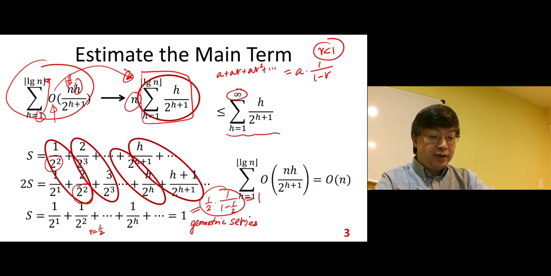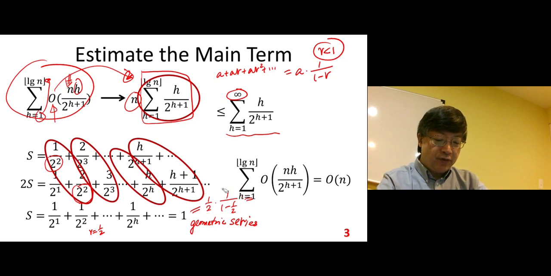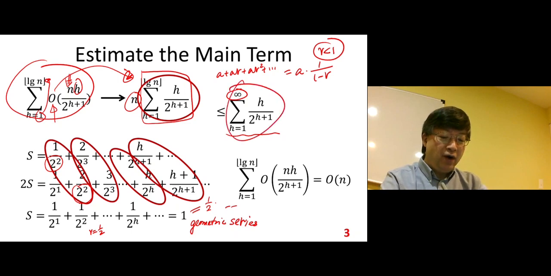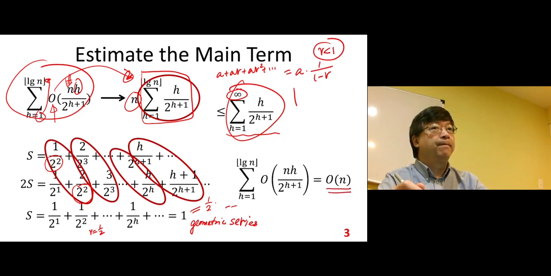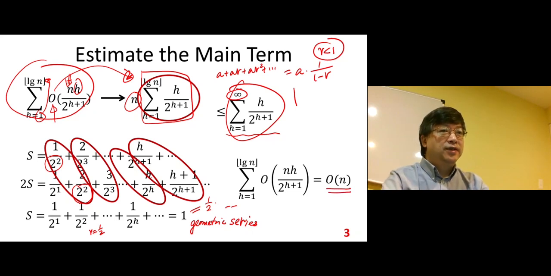So then we put that big O back, put that n back. So this whole thing is 1 times n, right? So you have n there. So 1 times n, then we put the big O back. So we get big O of n.